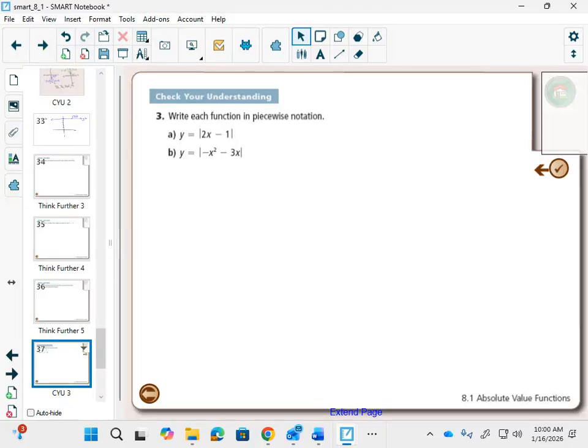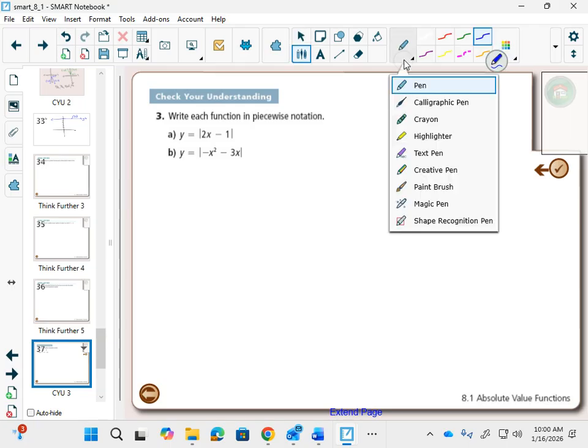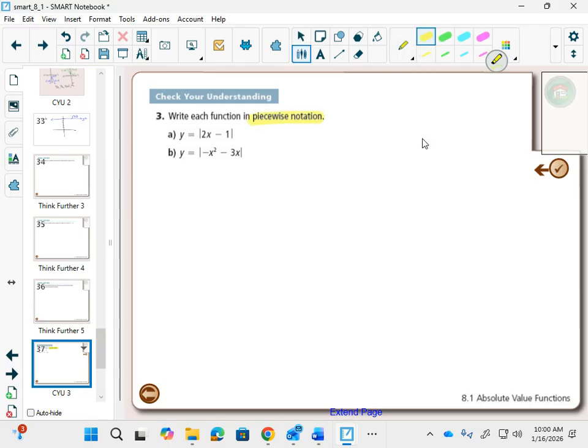We are going to get introduced to piecewise notation. Now, every time you have an absolute value graph, you could write it often in two pieces, sometimes three pieces. So I'm going to show you what that looks like.